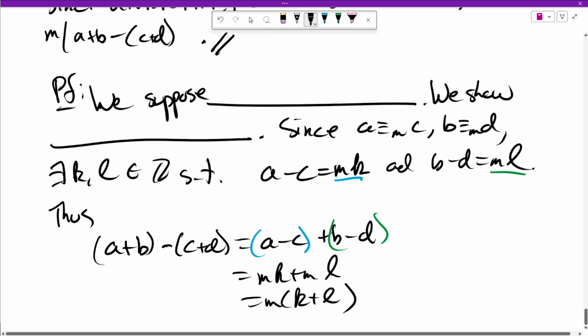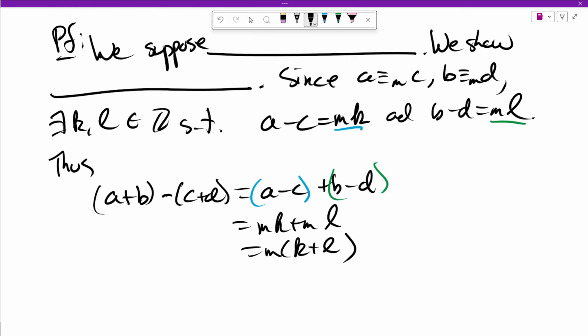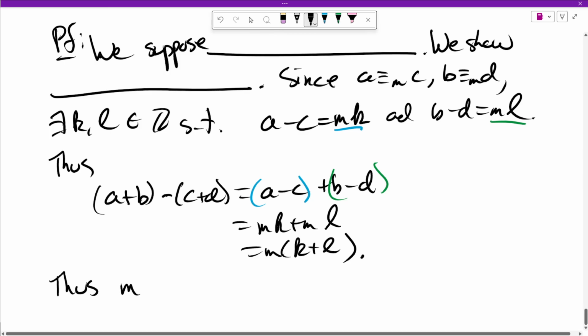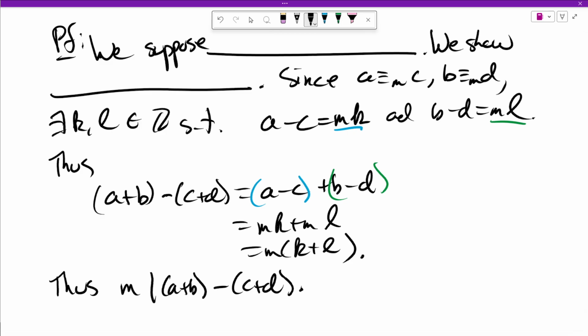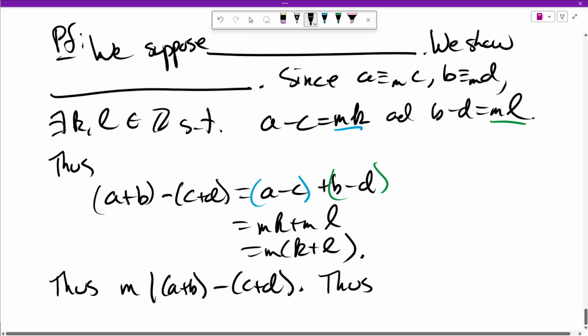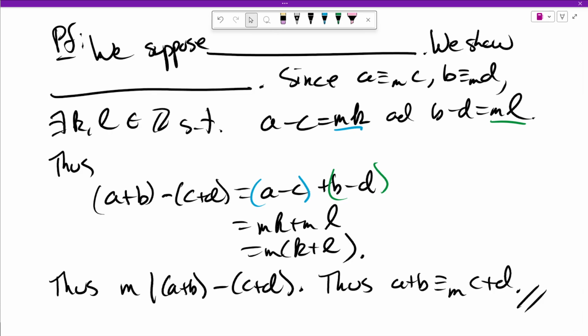And so what do we conclude from that? We conclude that m must divide the left-hand side. Now, again, all we're doing here is we're reproving the 2 out of 3 property, but if you're not comfortable with that, you can always go ahead and write out all the definitions. So m divides this expression, and so A plus B is congruent mod m to C plus D. That's just the definition of congruence. So addition is a well-defined operation on Z mod m is what this theorem is saying.